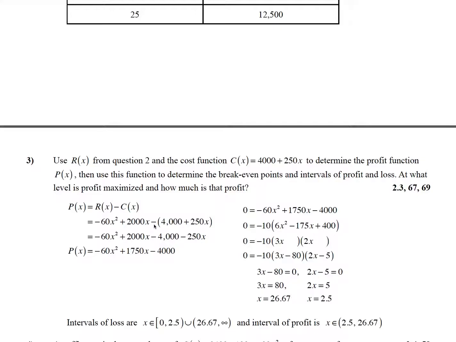And so that means we then distribute the negative, distribute the subtraction across each of these two terms. So we are subtracting 4,000 from this function. We are also subtracting 250x from this function. And so that gives us negative 60x squared plus 2000x minus 4000 minus 250x. The 250x is a like term to the 2000x, and so we subtract that 250, and that leaves us with 1750x.